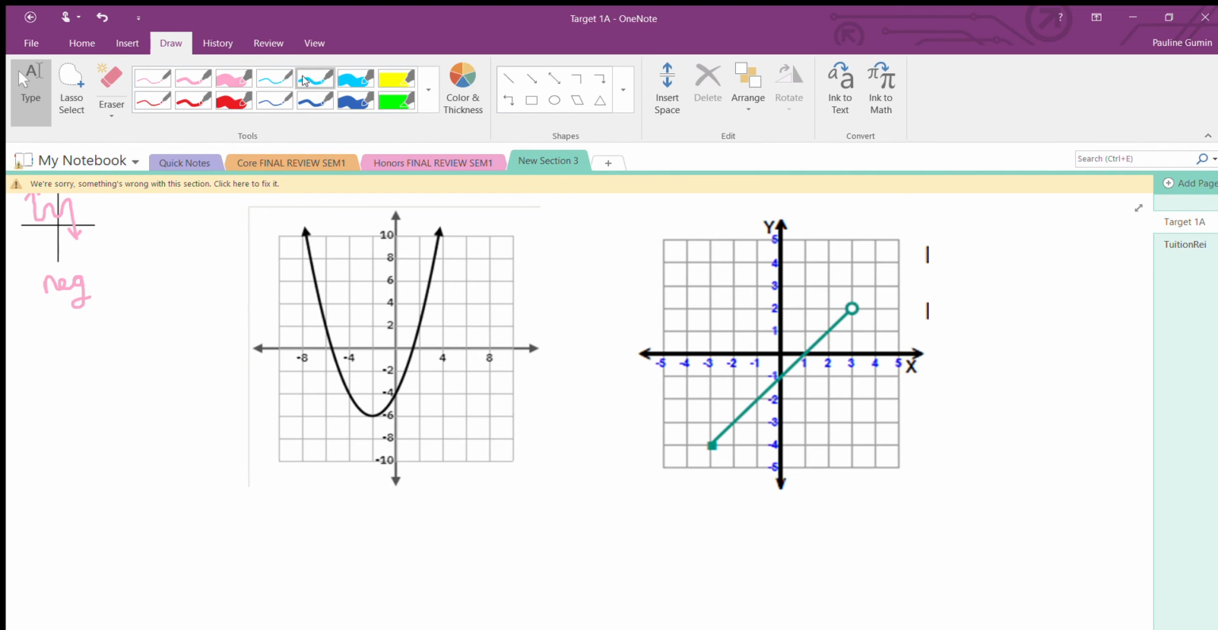All right, first let's talk about domain. When I'm looking at domain, I'm looking from left to right. Well, my leftmost point. Well, do I have a leftmost point? No. If you take a look here, on the left-hand side of my graph, I just have an arrow. It just keeps going left. So that means on the x's, I just keep getting smaller and smaller because I keep going to the left and to the left. I'm approaching negative infinity.